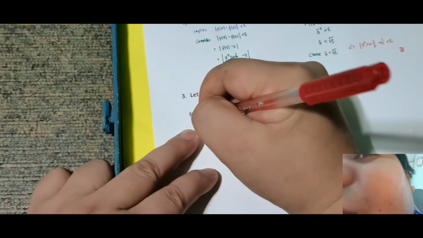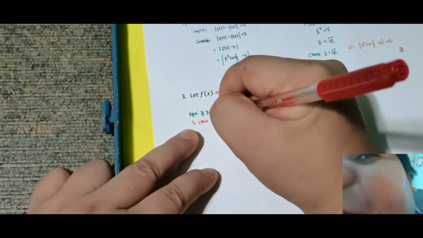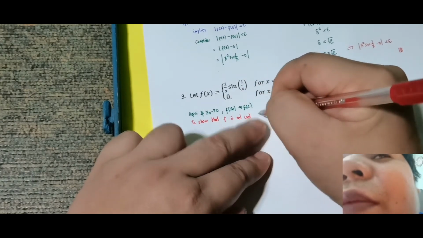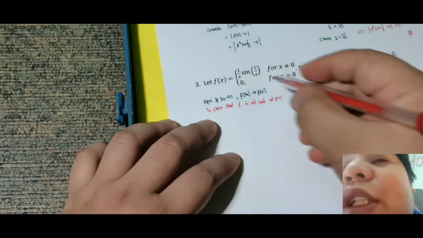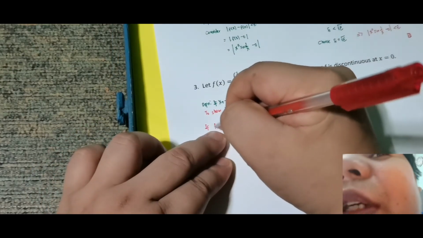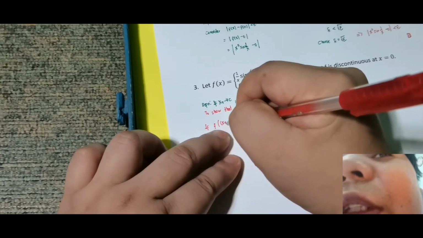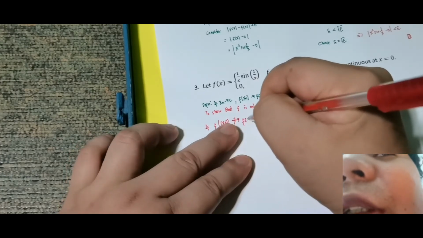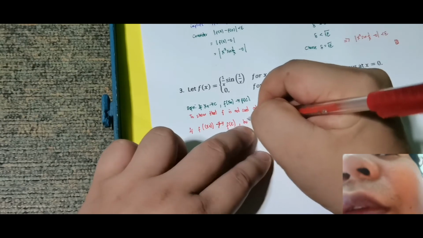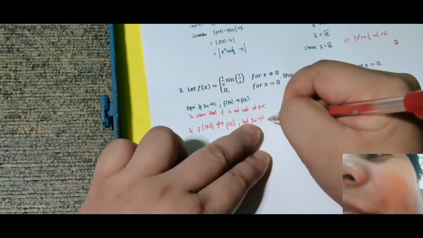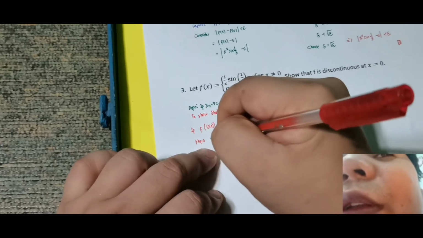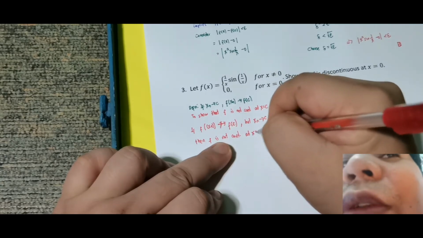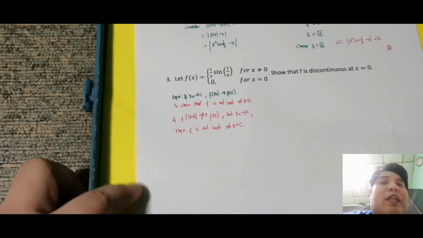To show that f is not continuous at x is equal to c, we use this: if f of x sub n does not approach f of c, but x sub n approaches c, then f is not continuous at x is equal to c. So punta natin dyan. Ano bang nakalagay?